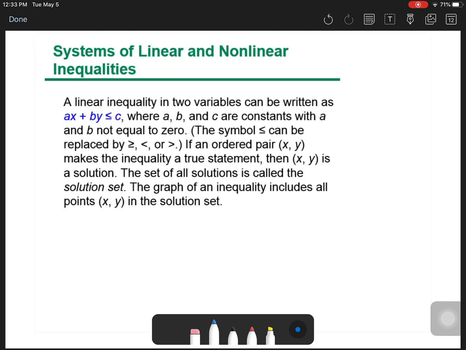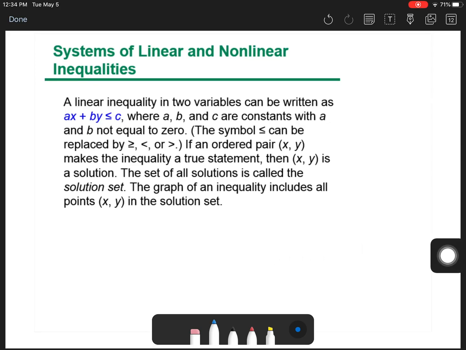Okay, so we'll have systems of linear and some nonlinear inequalities. The linear inequalities would have this form: ax plus by is less than or equal to c, where you could have any of the other inequality symbols in that place as well. It says if an ordered pair (x, y) makes an inequality a true statement, then (x, y) is a solution. The set of all solutions is called the solution set. The graph of the inequality includes points (x, y) in the solution set.